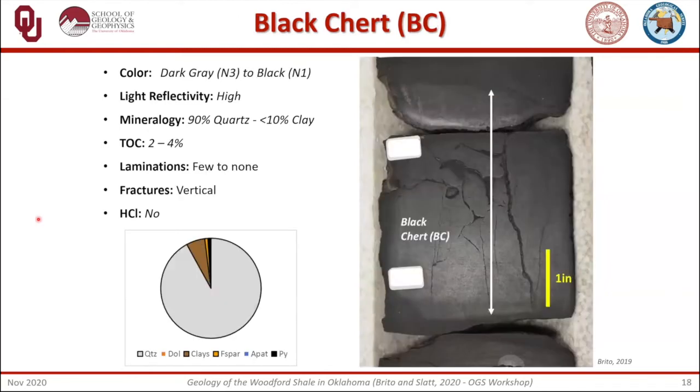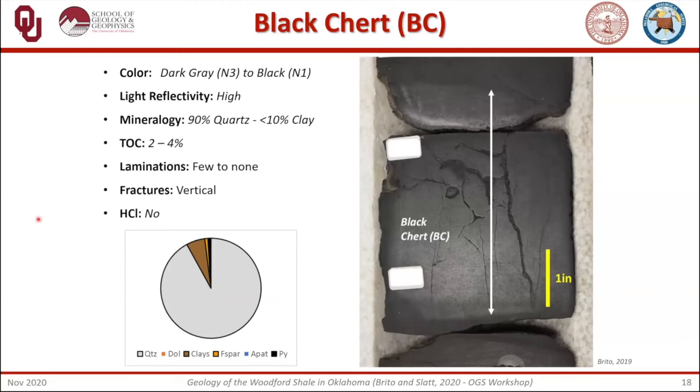Then finally, the black Chert tends to have fractures. These fractures tend to be sometimes mineralized, and other times open with hydrocarbons inside, but most of it is 90% quartz and has very little clay content.